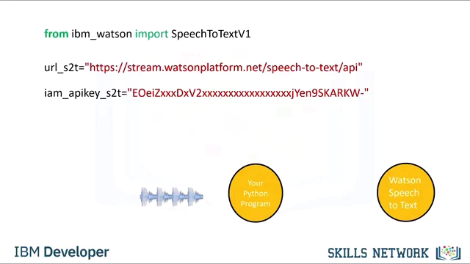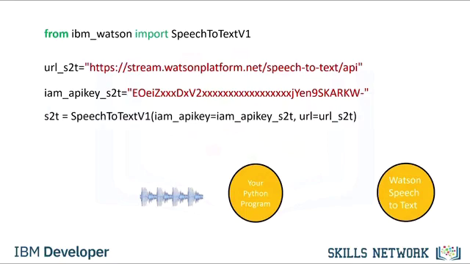You will do the same for your API key. You create a speech-to-text adapter object. The parameters are the endpoint and API key. You will use this object to communicate with the Watson speech-to-text service.